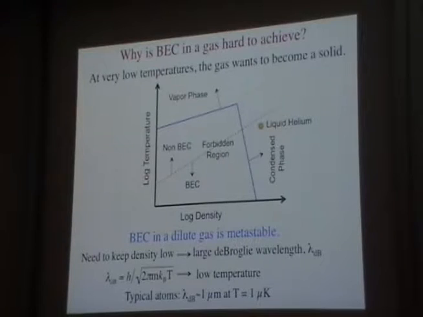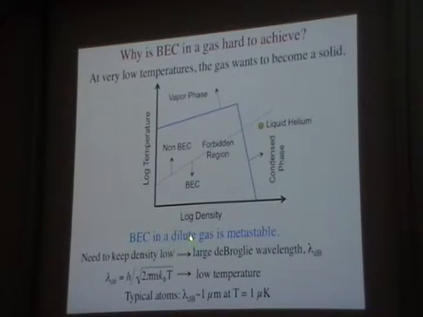Why was BEC so hard to achieve for so many years, especially for people like the spin polarized hydrogen people? Well, of course, at very low temperatures, the gas wants to become a solid. At high temperatures, it's a gas. If you lower the temperature, then it either goes to solid or through liquid to solid phase. So if you actually look at the region where you can actually have a Bose-Einstein condensate, this is in a region that's basically forbidden if you're in the lowest energy state of the system. So you actually need a system that's metastable, not exactly in the lowest energy state.